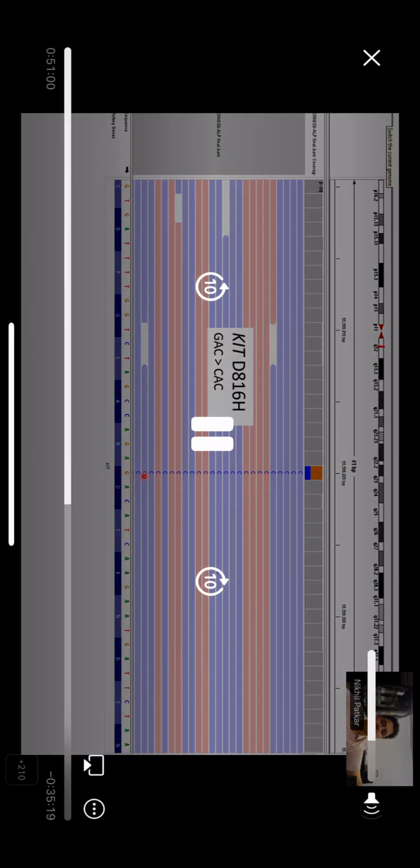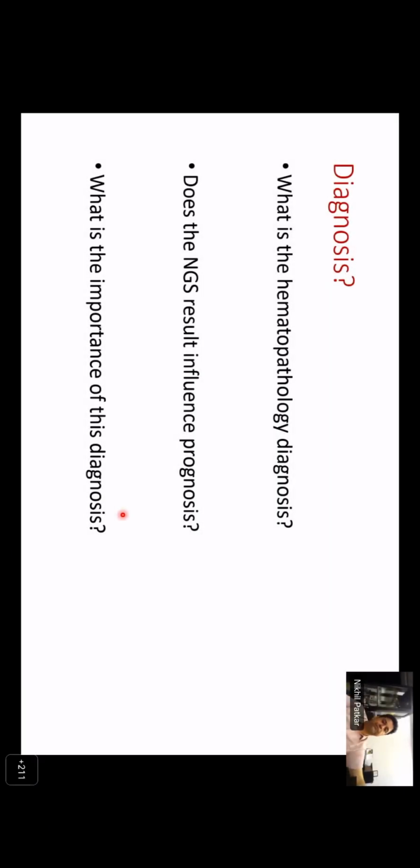Okay, so all right, you can see this. As I said before, this is an IGV plot which shows a G to C change. In the D816 that was there, GAC changed to CAC. So what is the diagnosis here? It is AML with RUNX1 and RUNX1T1, translocation 8;21.